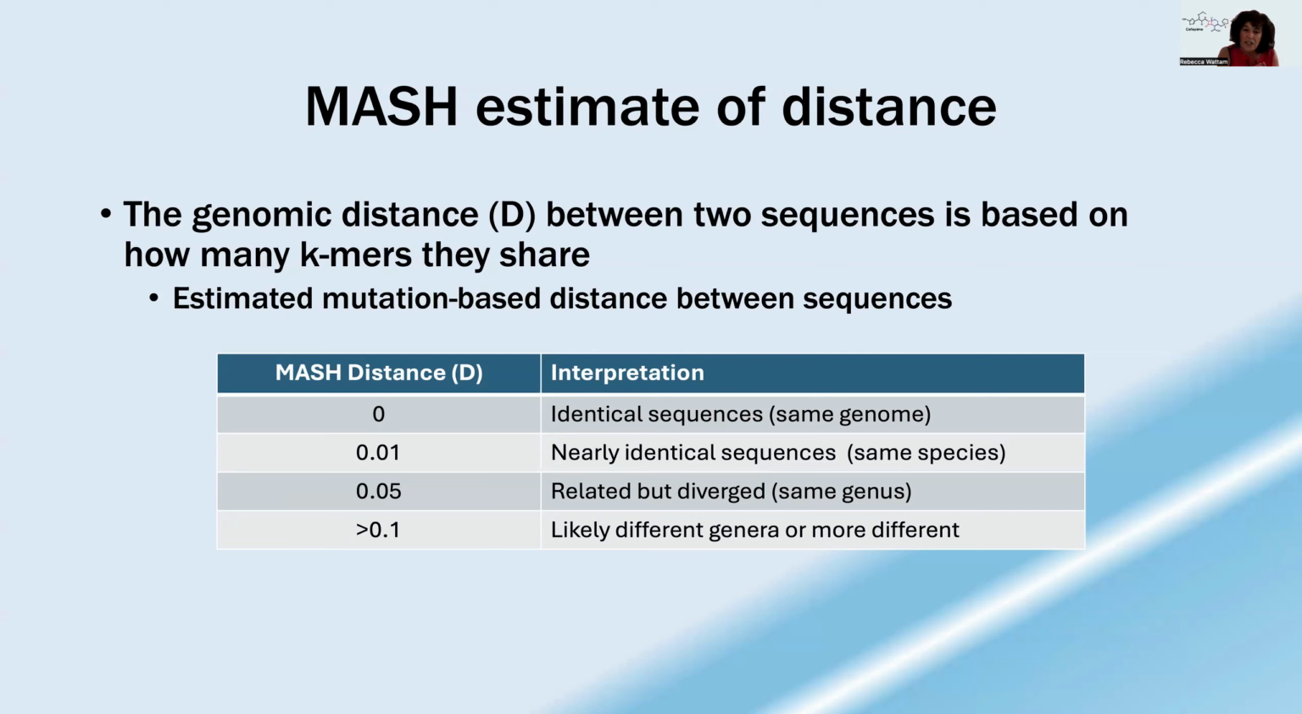For Mash distance, if the distance is 0, the interpretation is that these are really close, maybe even the same genome. If it's 0.01, we're talking within the same species. If it's 0.05, maybe the same genus. And if it's greater than 0.1, we're beyond genera and at higher levels.